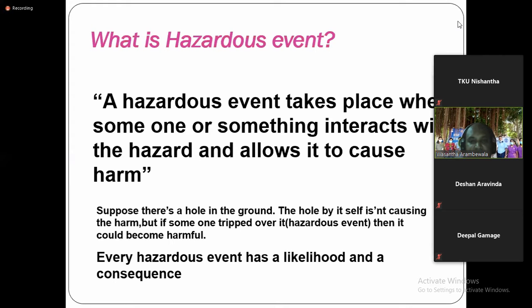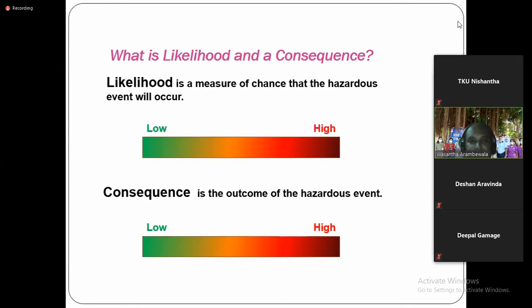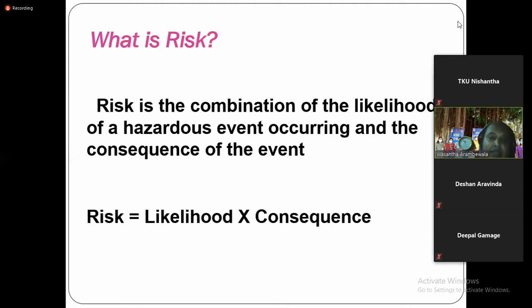Hazardous events, we learned about that. Then we talked about likelihood and consequence, right? How likely we are to contact that particular hazard; it could be low or high. Consequence: what would be the outcome if the hazardous event happens? It could end up with a minor injury or ill health, which is low. If it ends up fatal, it is high.